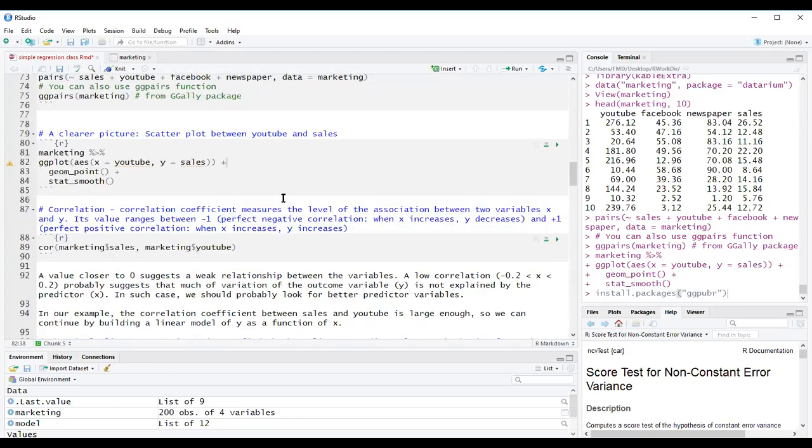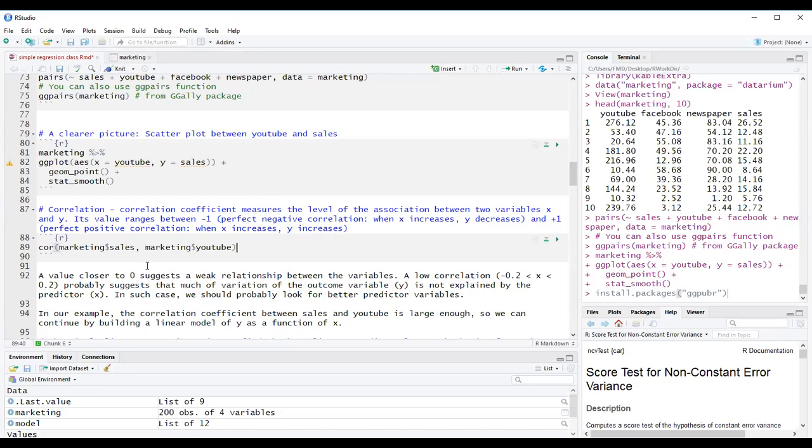Okay, for this one, we actually have already computed the correlation, just to check. So this function, as I mentioned a while ago, correlation measures the level of association or relationship between two variables, X and Y. The value ranges from -1, which means perfect negative correlation, which means when X increases, then Y decreases, and +1, perfect positive correlation, which means that when X increases, Y also increases.